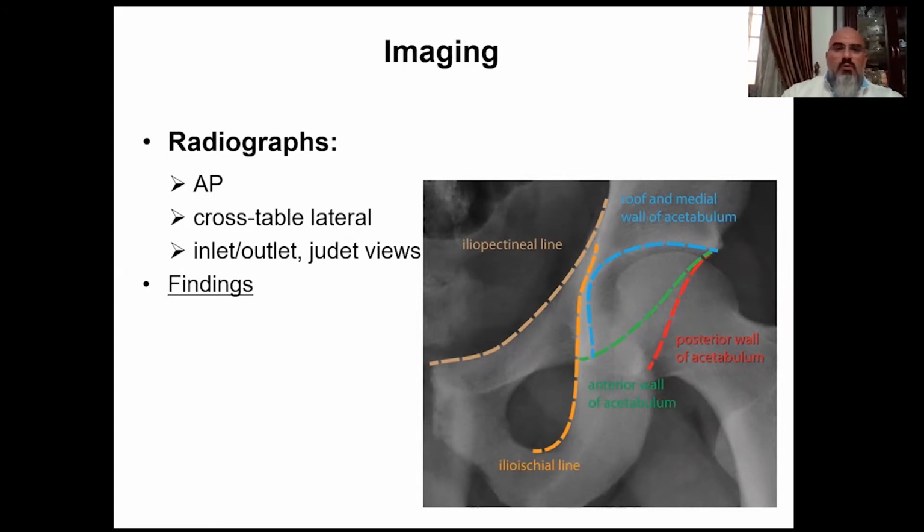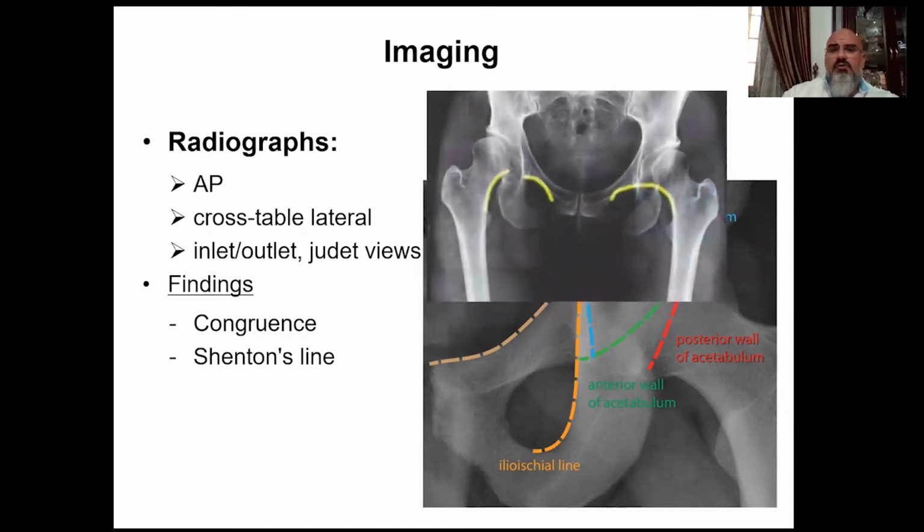What are we searching for? First, the congruency of the hip joint and the joint space, to check that the head is fitting inside the acetabulum. Second, we have to check the Shenton line passing through the inferior part of the neck together with the inferior part of the superior pubic ramus.